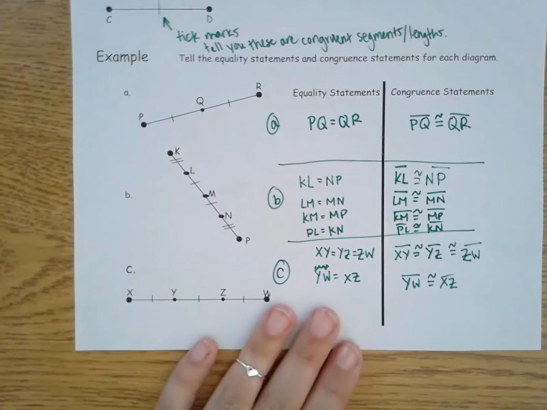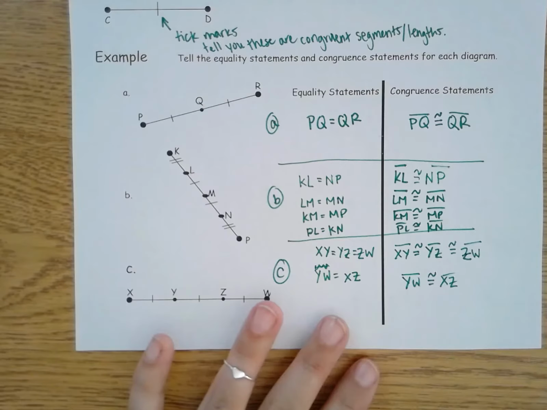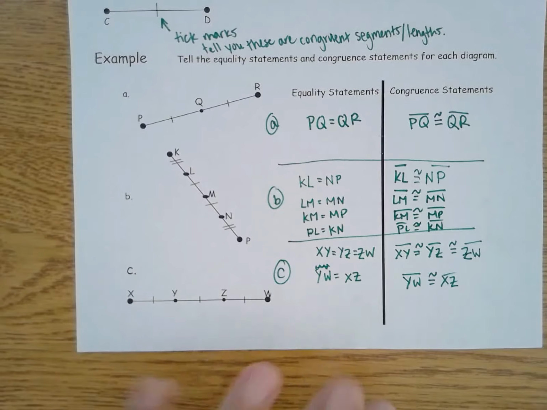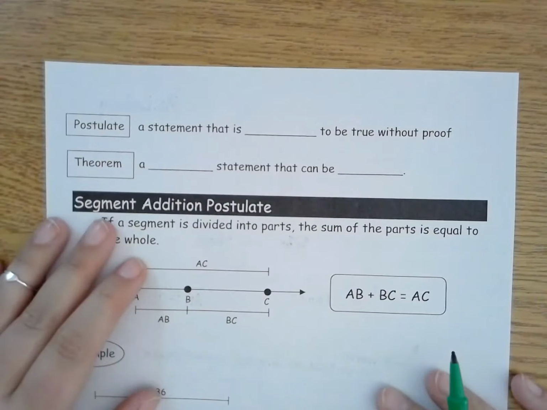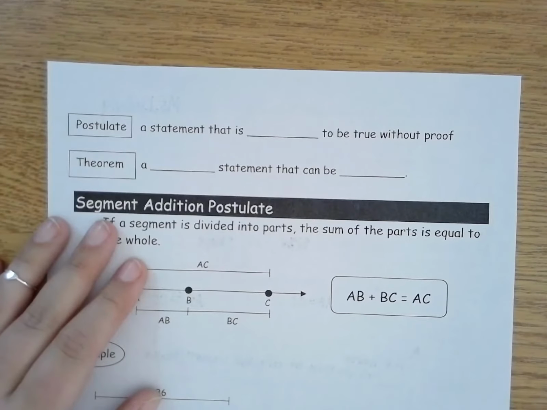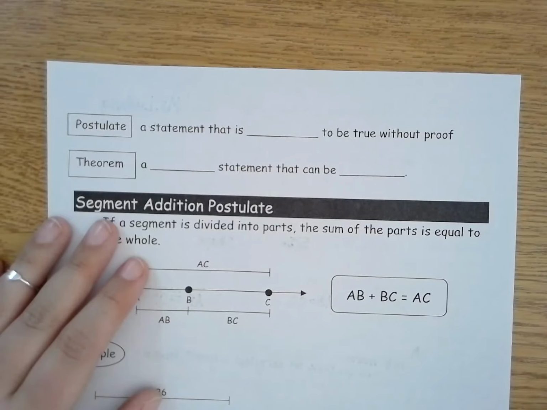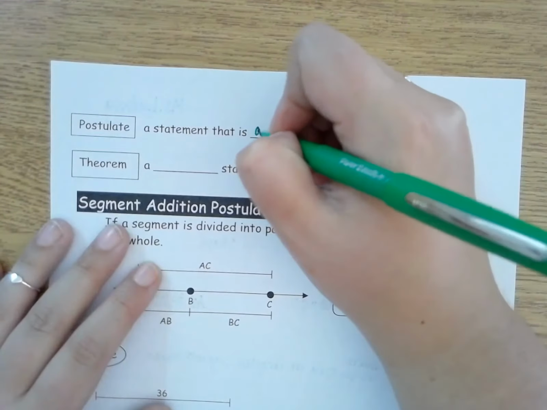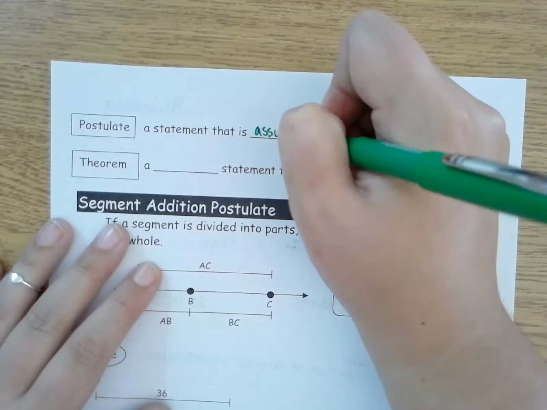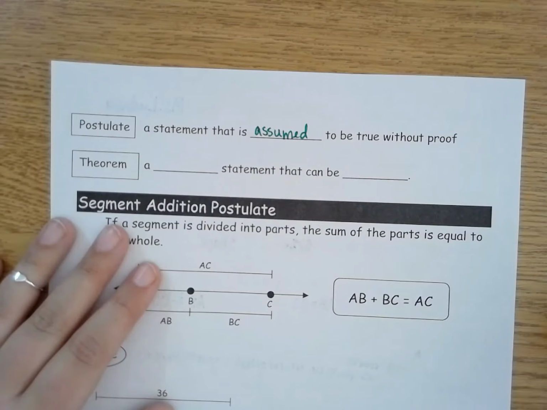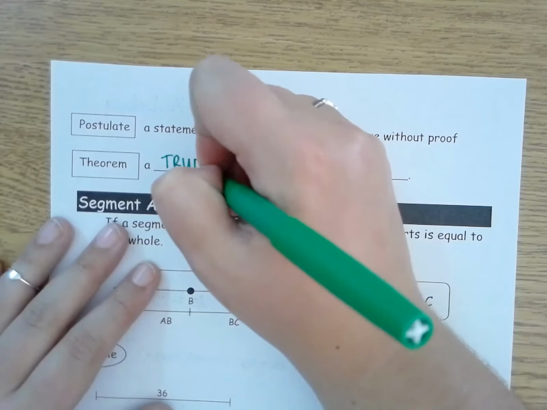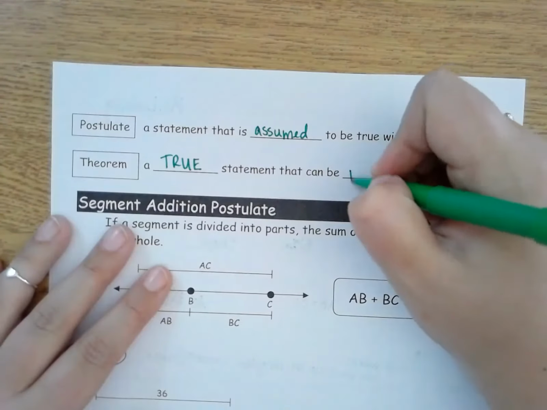Sweet. Questions about this first page? Alright, moving on. Alright, a postulate. A postulate is a statement that is assumed to be true without proof. A theorem is a true statement that can be proven.